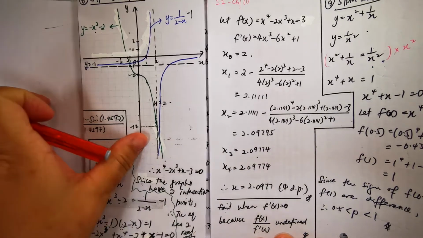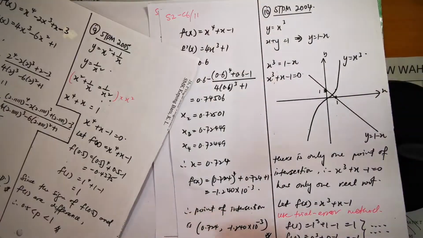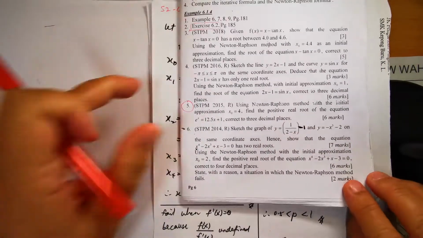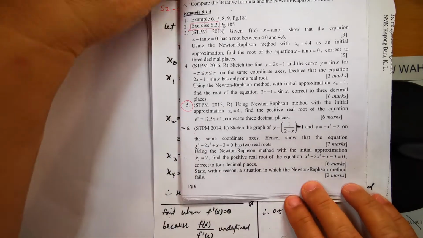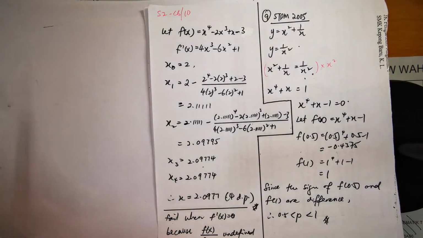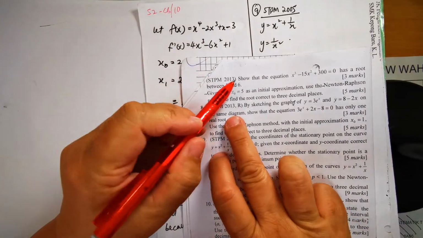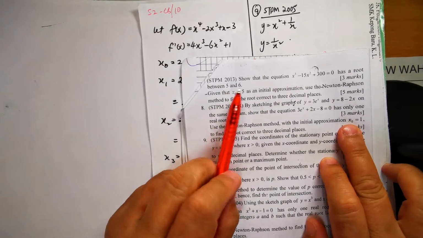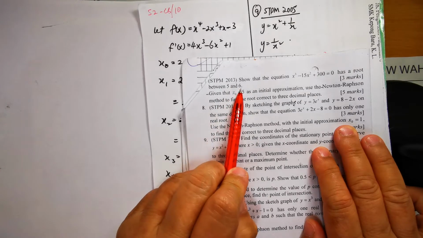Okay, so next I'm going to discuss STPM 2005. Just now we have discussed question 6. Then 2013, again you can do as your homework. Again, very simple. Show that the equation has a root between 5 and 6. Remember? So let this one be f(x), find your f(5) and f(6) and write the conclusion.